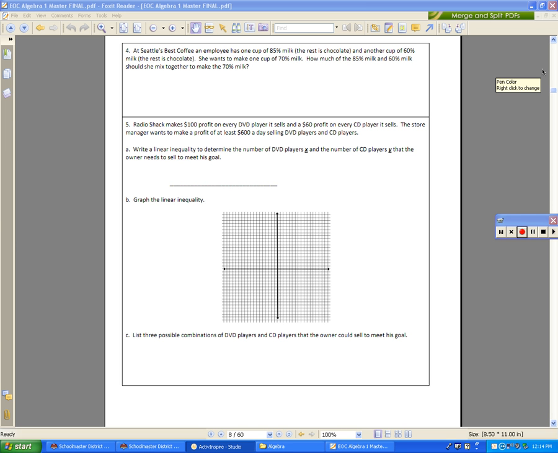Okay, at Seattle's Best Coffee, an employee has 1 cup of 85% milk and another cup of 60% milk. She wants to make 1 cup of 70% milk. How much of the 85% milk and 60% milk should she mix together to make the 70% milk?